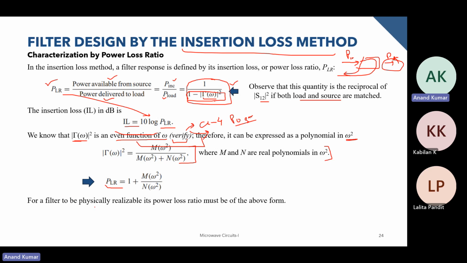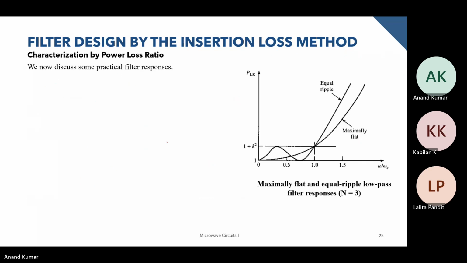Now, for a filter to be physically realizable, the power loss ratio must be of this particular form. This form will come again and again, and it is important. Depending upon how this form, especially this particular ratio over here, changes, we can define different kinds of filters. So we'll discuss some practical filters now.